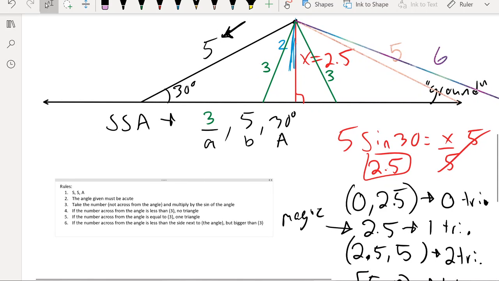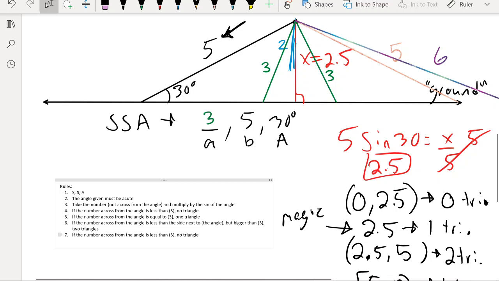So our number 3 in this case, this green 3. Rule 6: if the number across from the angle is less than that number, but bigger than the other one, then you have exactly one triangle. Or sorry, you have exactly 2 triangles. I'm confusing myself. 2 triangles. And then of course, if your number is bigger, then you're going to have... I'll just go ahead and finish this out. Sorry, it's a little bit confusing. I think my written example made a little bit more sense. I'll just finish this out real quick.